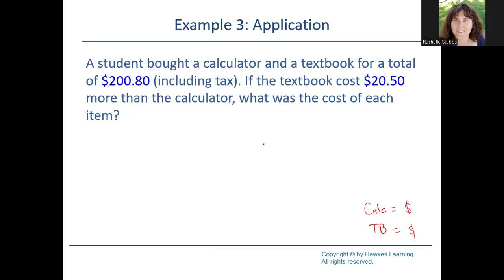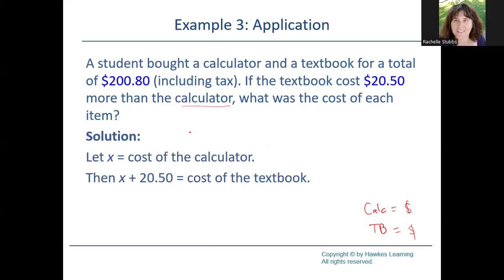Well, I'm going to look at this sentence right here. If the textbook costs $20.50 more than the calculator, notice I'm comparing textbooks to calculators. So I am going to let calculators be x. And then I can write the textbook cost because it's $20.50 more than the calculator. If I let the calculator be x, then $20.50 more than x is x plus 20.5.